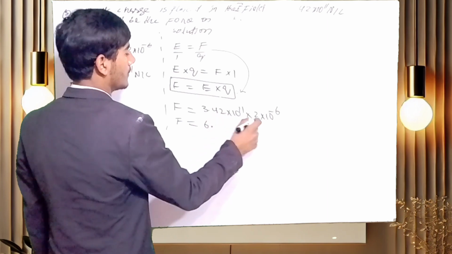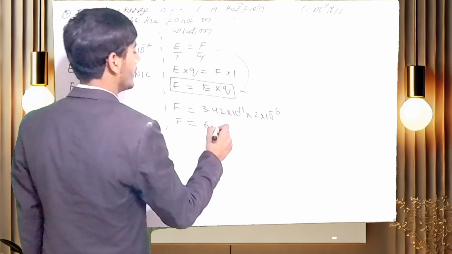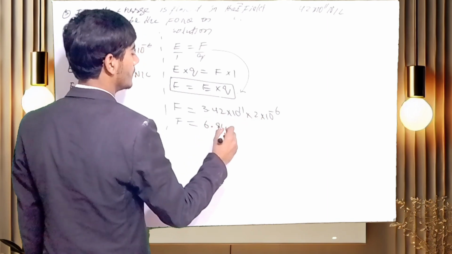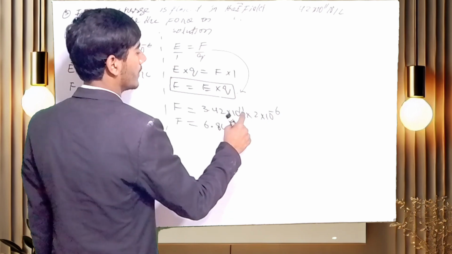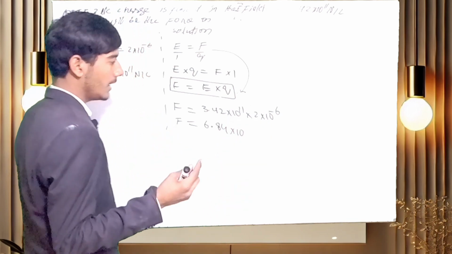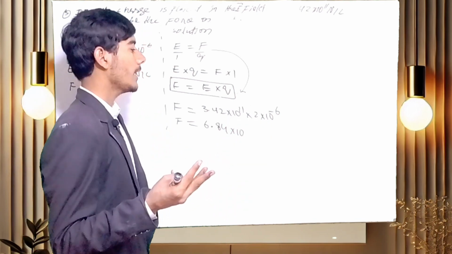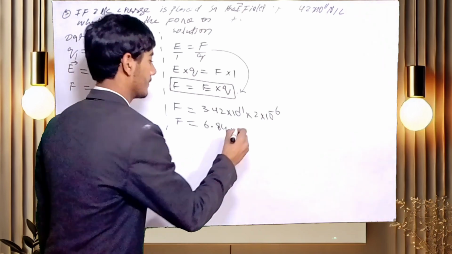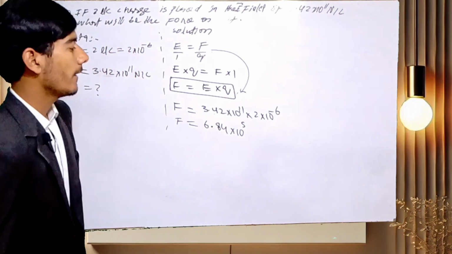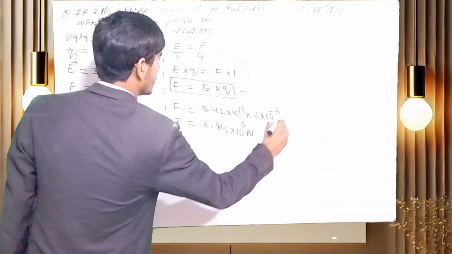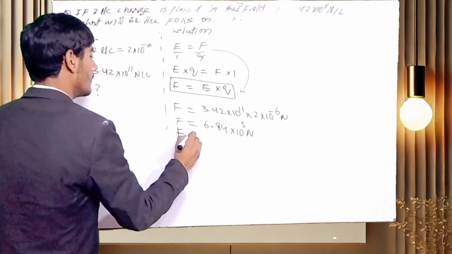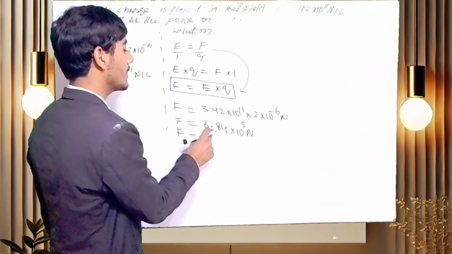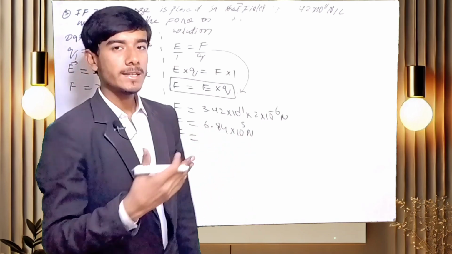2 multiplied by 4, it will be 8. 2 multiplied by 2, 4. Multiply by 10 power 11 minus 6. 11, 10, 9, 8, 7, 6, 5. It will be 5 Newton. F is equal to, now I am going to shift this decimal to the right side.